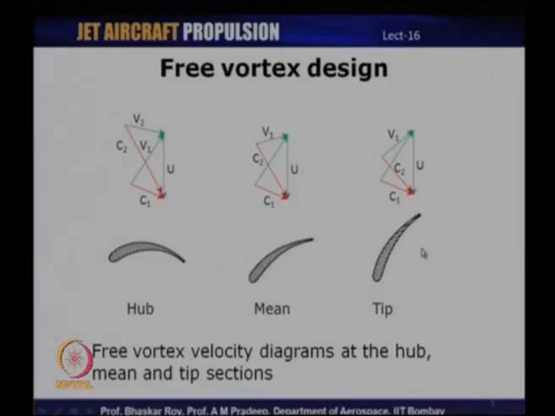It is no longer going to be a straight blade as we have been discussing so far, where, at least in the velocity triangles we have discussed in the last few lectures, the blades were relatively straight. Now, here with the free vortex design methodology, we can see that the blade is no longer going to remain straight, it is going to have a fairly significant twist.